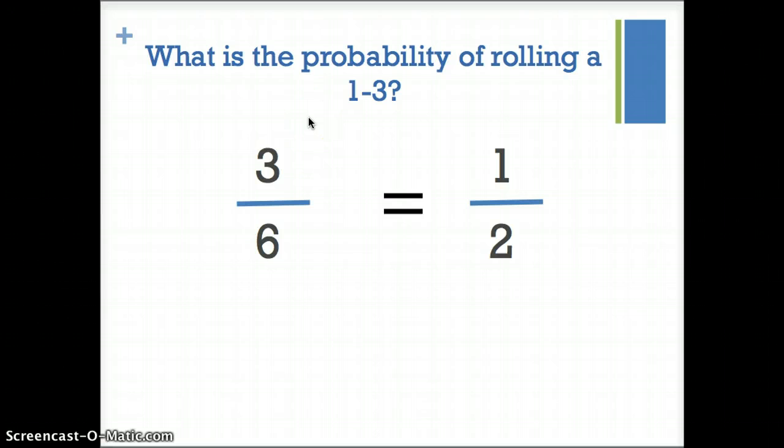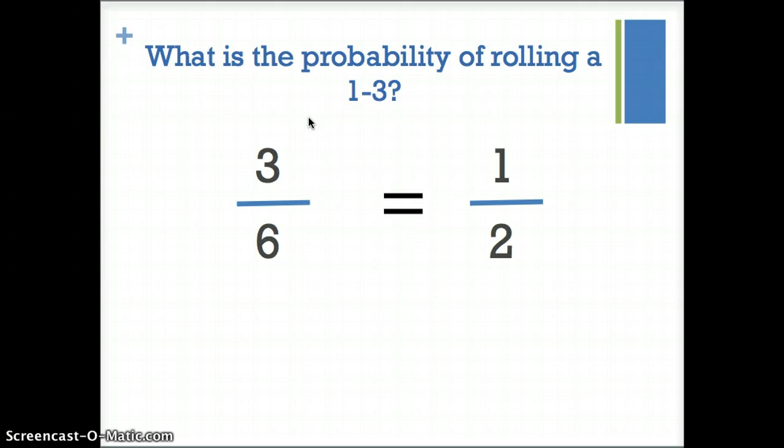Next question is, what is the probability of rolling a 1 through 3? 1 through 3 is 3 numbers, 1, 2, and 3. So 3 will go on the top for the numerator, and on the bottom, the denominator will go 6 because there are 6 sides to the die.